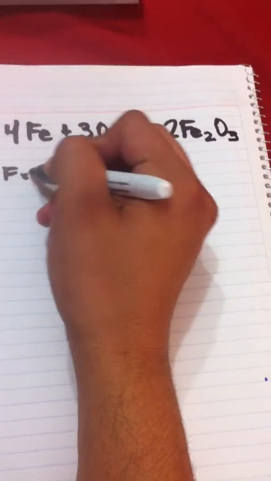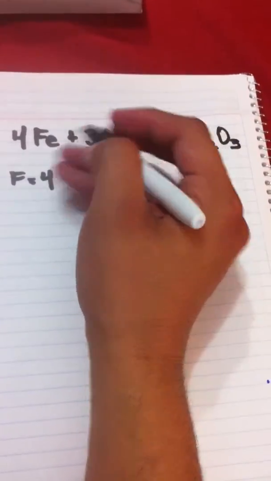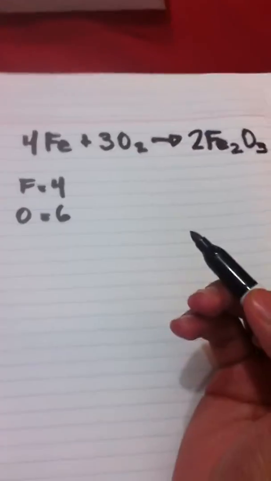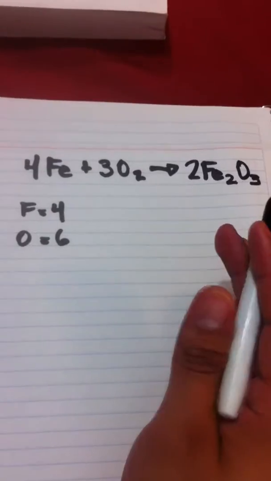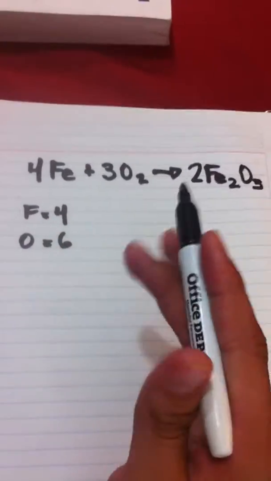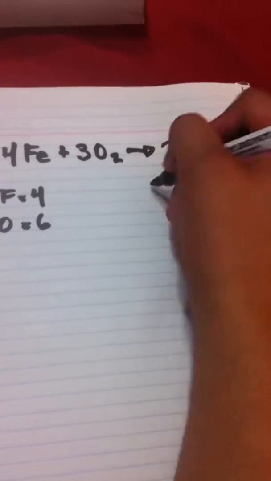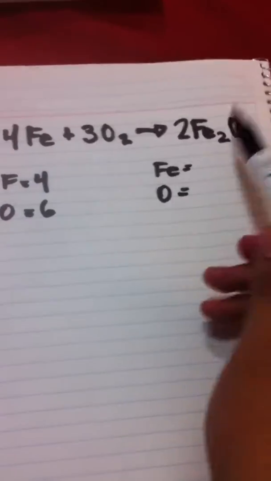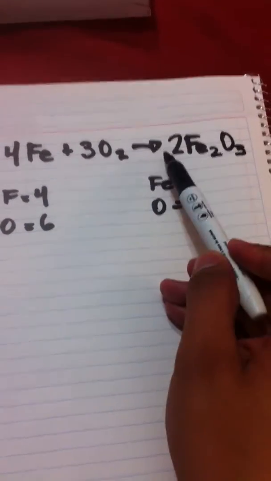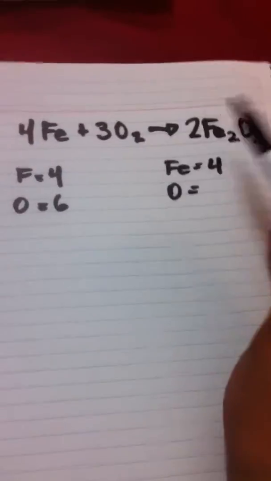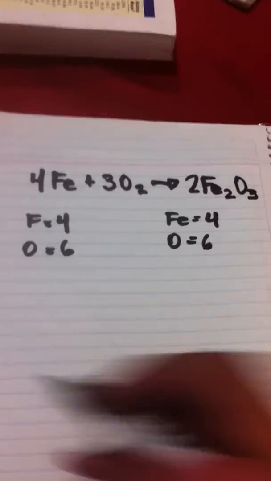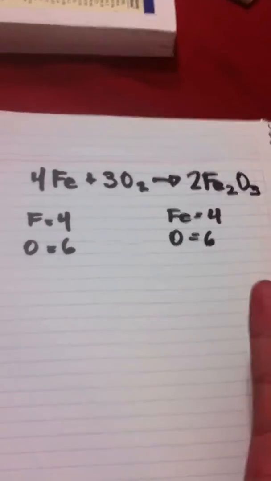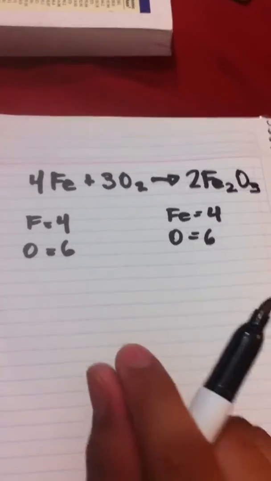So in other words, for iron, we have 4. For oxygen, we have 6. Okay, let's find out if on the other side, on the right side, we have the same amount of molecules. Okay, so we have iron, oxygen. So we have 2 for iron times 2, we got 4 there. And then we have oxygen, we have 3 of them, times 2, we have 6. So is it balanced? Yeah, they both have the same number. So it is balanced.